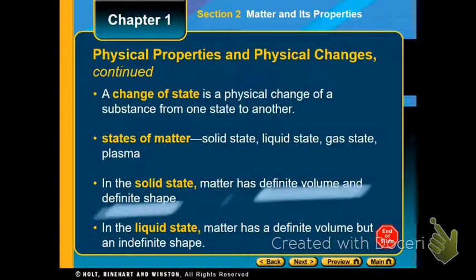Liquid state has a definite volume but an indefinite shape. So another word for indefinite is going to be variable. That means the shape can change. If you've got water in your water bottle, not a big deal. The water can sit there and freely move around inside of the bottle, but we're not going to lose any of the volume of the water as long as that lid is tight on there.